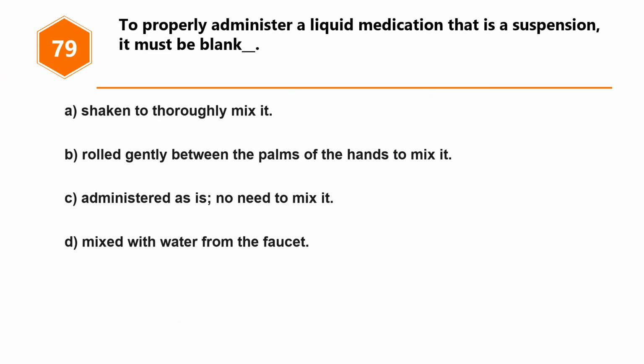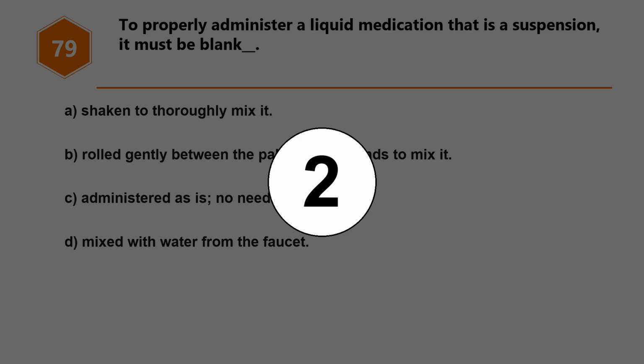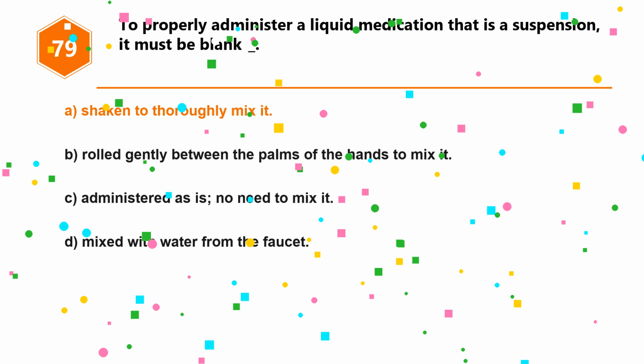Question 79. To properly administer a liquid medication that is a suspension, it must be blank. Option A. Shaken to thoroughly mix it. Option B. Rolled gently between the palms of the hands to mix it. Option C. Administered as is, no need to mix it. Option D. Mixed with water from the faucet. The correct answer is option A. Shaken to thoroughly mix it.